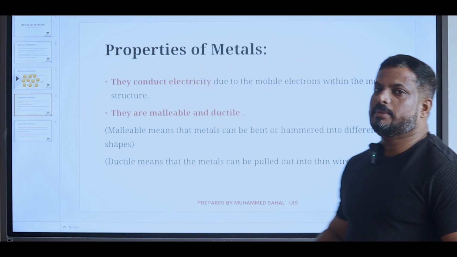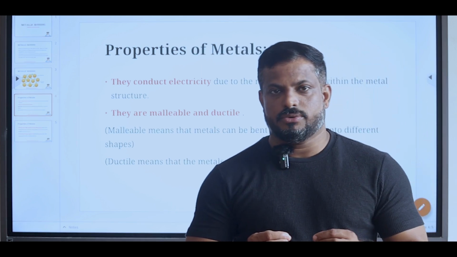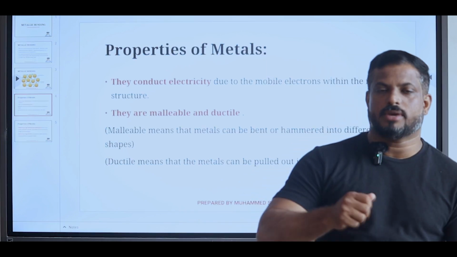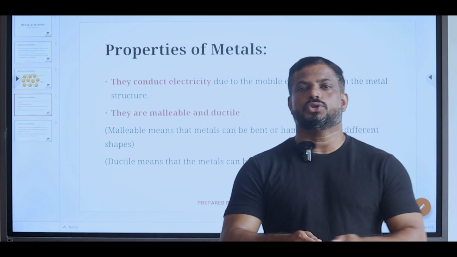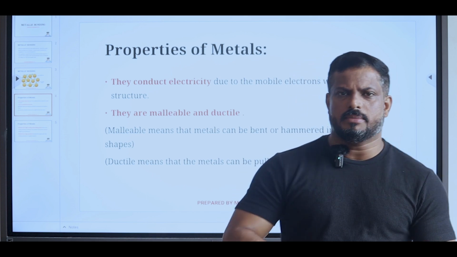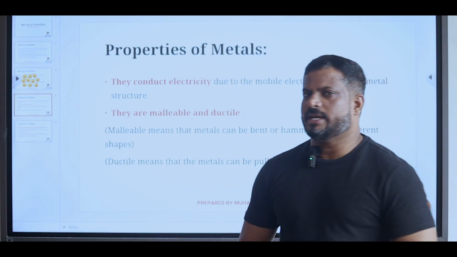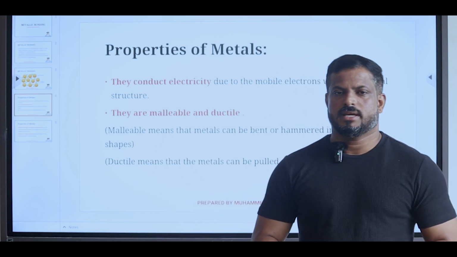They are malleable and ductile. What is malleability and ductility? When you take a metal, you can hammer it and make it into sheet form, like gold, silver. You can hammer and change it into a thin sheet form. That phenomenon is called malleability.